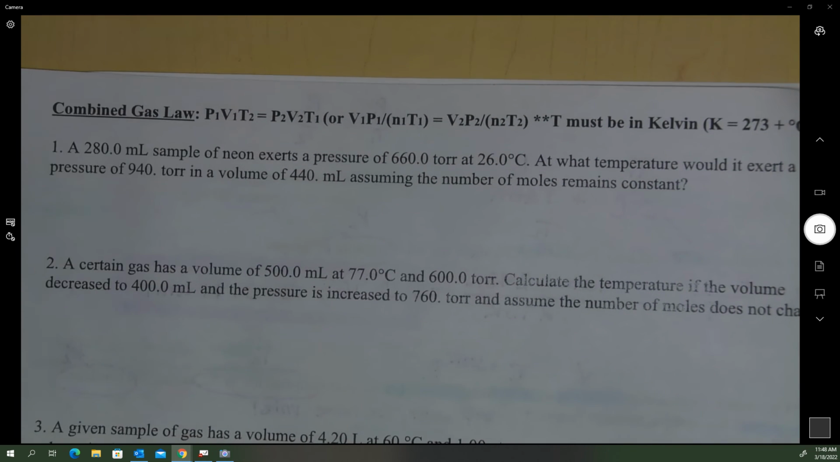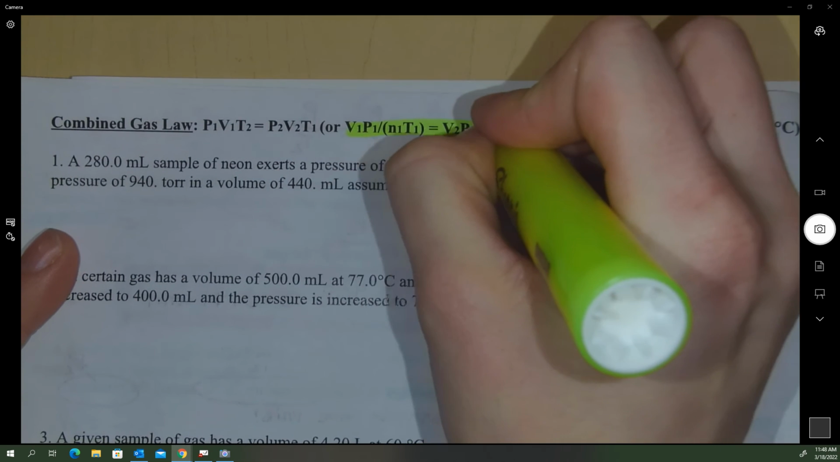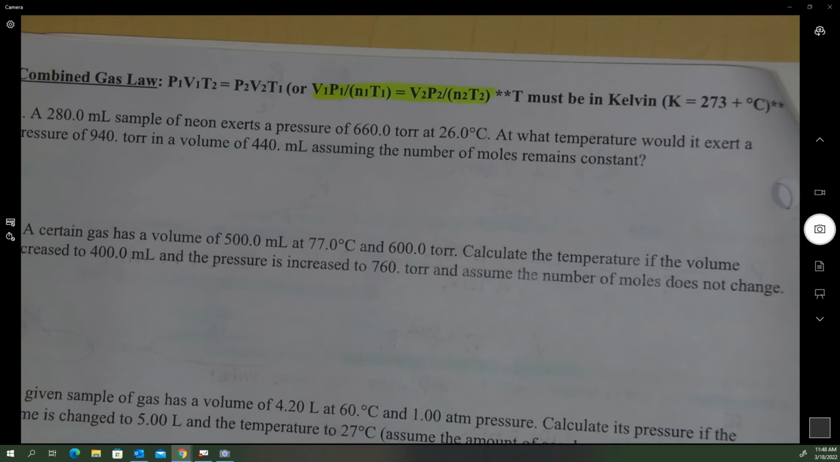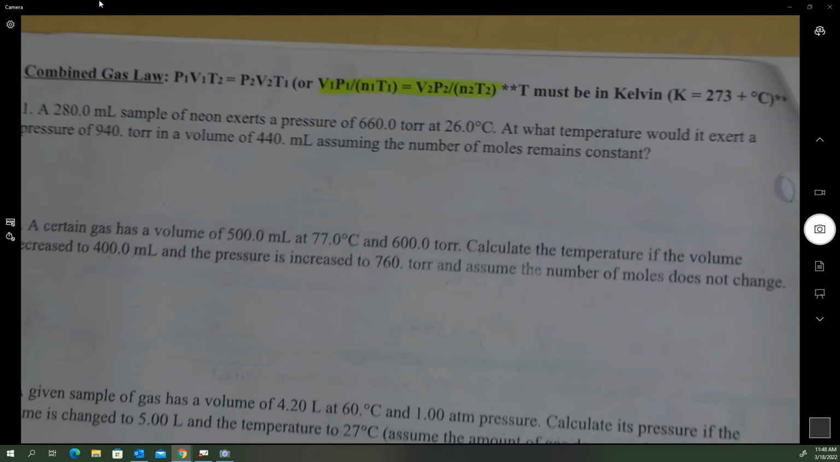It does give you a different equation up here too for the combined gas law. So it also gives you this V1, P1, N1, T1. I actually wanted to show you guys how to use that. So we're going to do question number 5 together just to show you how to actually use that equation. We're going to look at number 5 really quick because this one's working with moles.